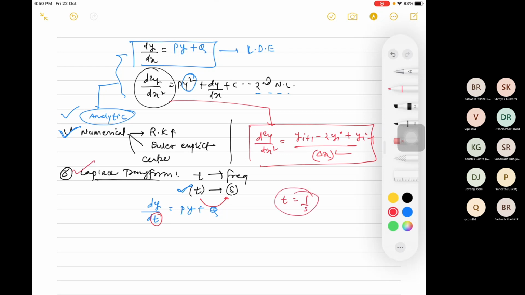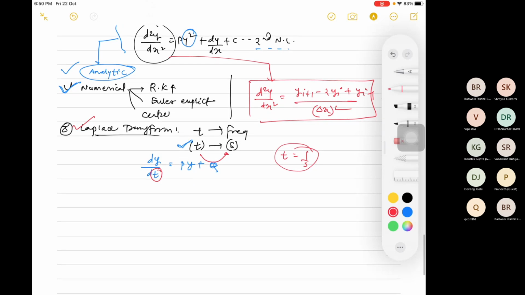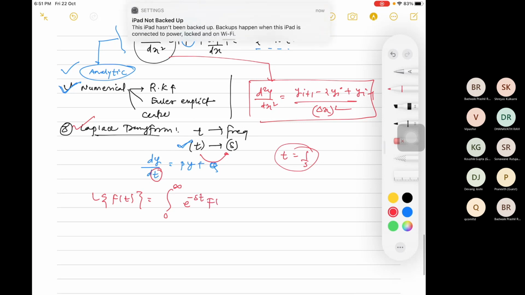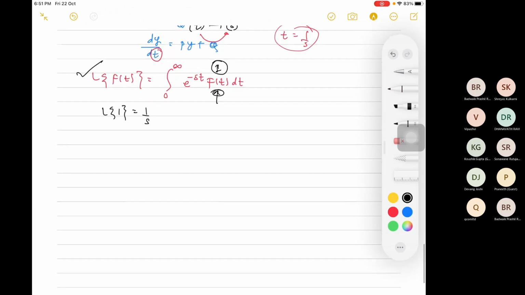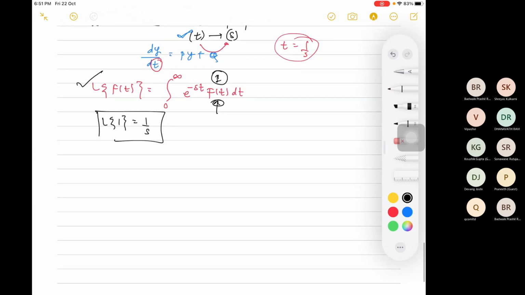And we convert everything into the Laplace transform, and what is the Laplace equation? Laplace transform of any function f of t is equal to the integral from 0 to infinity of e power minus st f of t dt. So you just substitute the value of f of t every time and you will get the Laplace transform of that. So I have a list, I'll forward it. So first, the basic one: Laplace transform of 1. You will calculate, substitute 1 here and find out. You will get 1 by s. So this is your Laplace transform of 1.